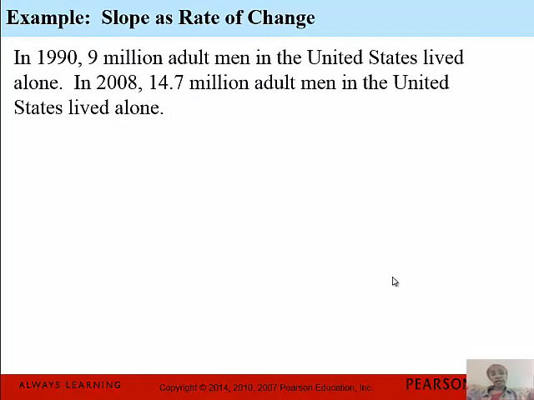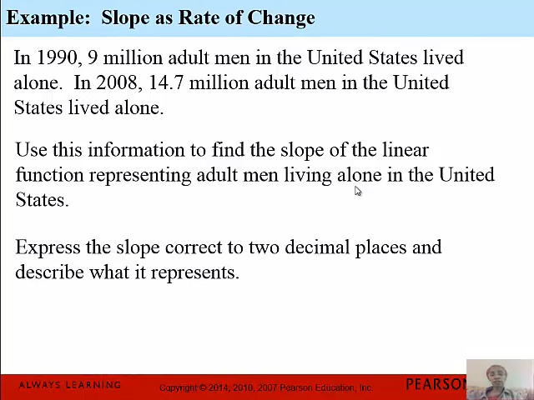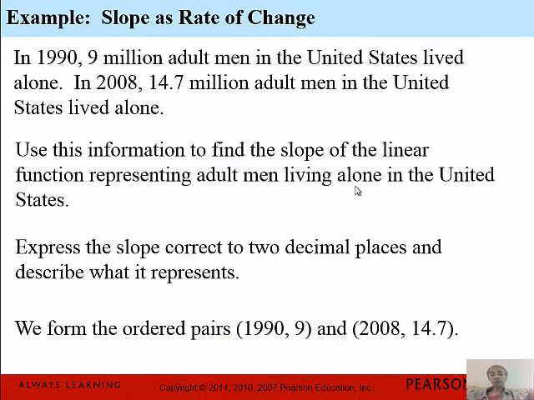In 1990, 9 million adult men in the U.S. lived alone. In 2008, 14.7 million adult men in the U.S. lived alone. So we want to use this information to find the slope of the linear function representing adult men living alone in the U.S. Express the slope correct to 2 decimal places. Describe what it represents.